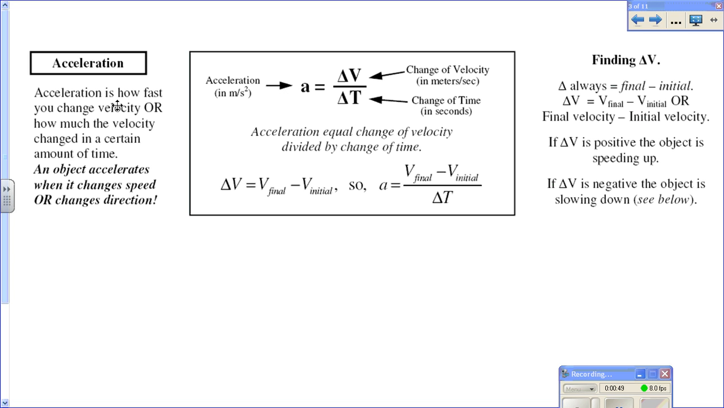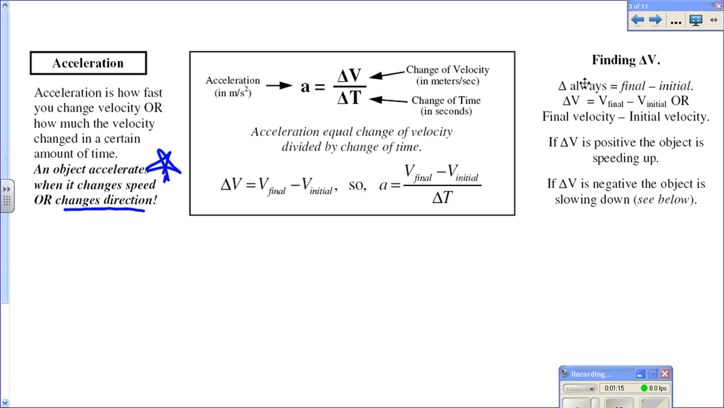All right, acceleration is how fast you change velocity, or how much the velocity changed in a certain amount of time. An object accelerates when it changes speed or changes direction. This will be one of the big things we ask questions on the test, and we have to make sure you understand it. All right, so the change in velocity, you take your final minus your initial, and you divide it by your change in time.